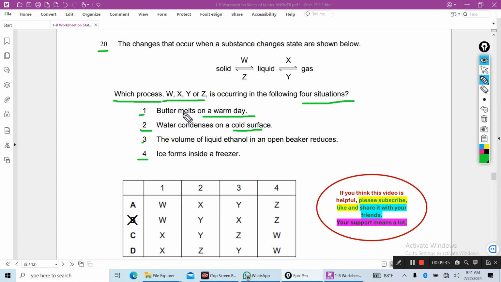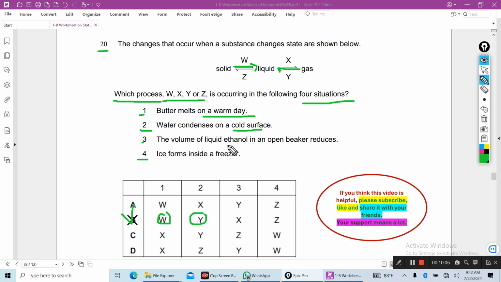So number 1, butter melts on a warm day. This is melting. W, solid goes to liquid. B is the right answer, W. Then 2, water condenses on a cold surface. Condense. Y, gas goes to liquid, condensation occurs. So Y is the right answer.